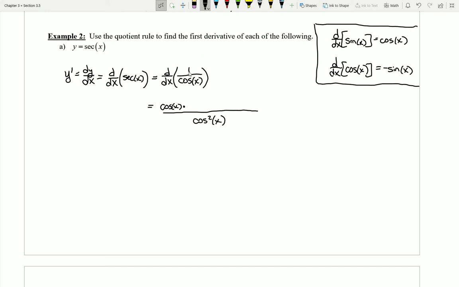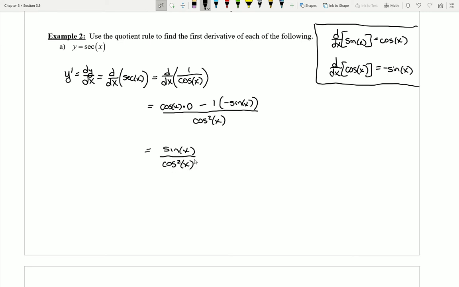So let's see. I would start with the derivative of 1. Well, the derivative of 1 is just going to be 0 since 1's a constant. Then I would subtract and reverse the order. I would leave the 1 alone and then multiply on by the derivative of cosine. But we just established that the derivative of cosine is the negative sine. So what I end up with here is actually going to be, in the numerator, a sine of x, and in the denominator, a cosine squared of x.